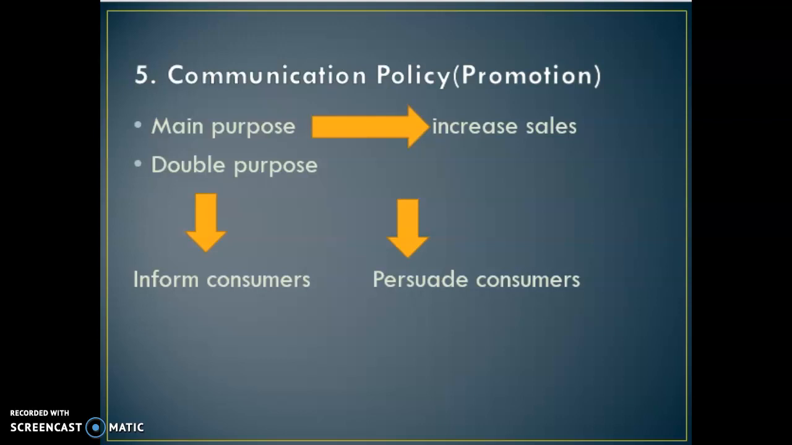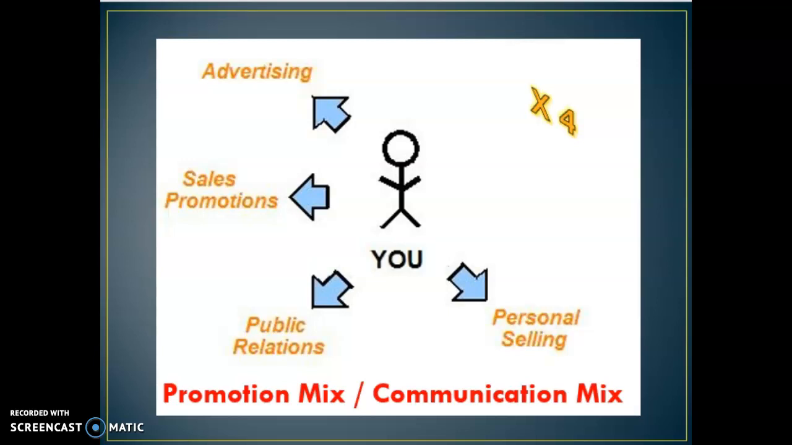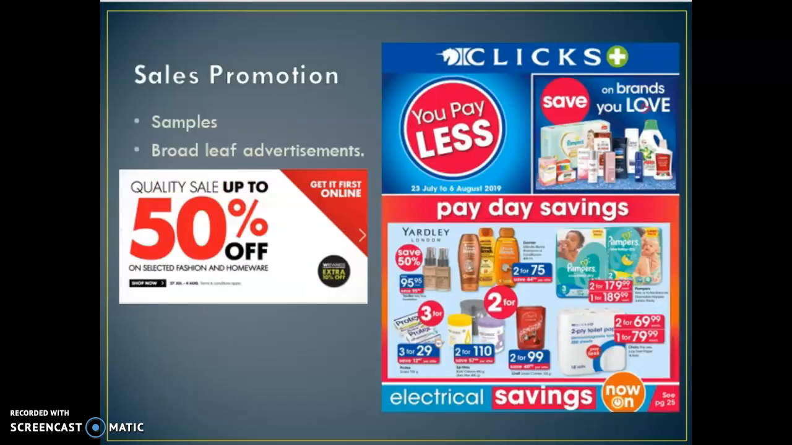So when we talk about the communication policy, there are four main elements of this promotion or communication policy, and they are as follows. If we look at this diagram, you can see those four things are advertising, sales promotions, public relations, or personal selling. Now we're going to delve into a little bit more detail in each one of these. The first one we're going to look at is sales promotion.